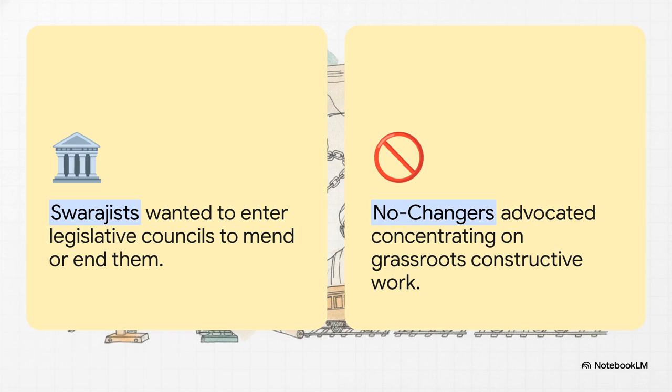Now, on the exact opposite side were the No-Changers, led by figures like C. Rajagopalachari and Vallabhbhai Patel. They completely opposed entering the councils. For them, it was all about maintaining the boycott and focusing entirely on quiet grassroots preparation.